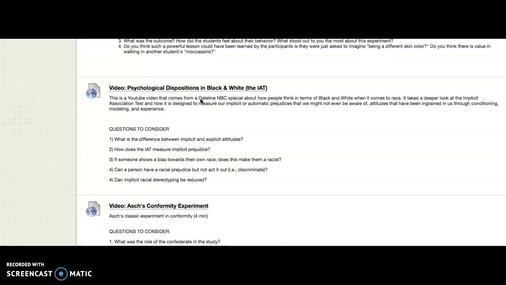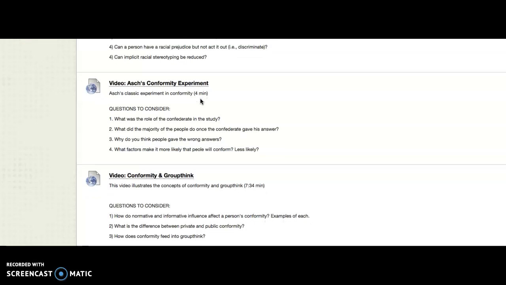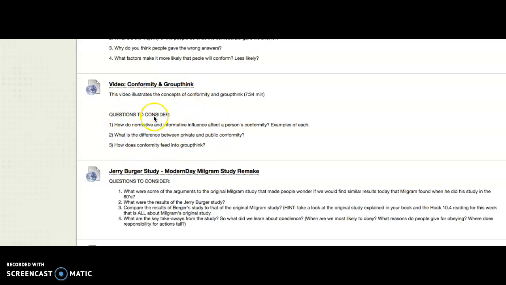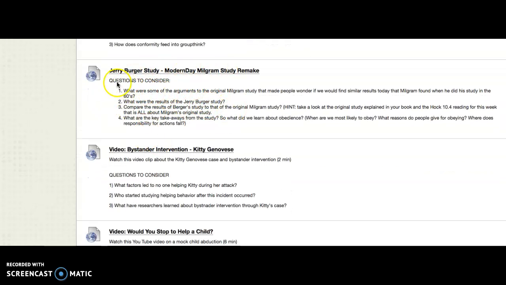It's kind of cool. This is Asch's conformity study, 4 minutes, very quick, shows you how that works. This is a quick Khan Academy little demo of conformity and groupthink, how those two processes work, some great examples in there. This is a modern day Milgram study. So Jerry Burger redid the Milgram study in 2007. You'll see what he found, how he did it. Very, very well done. Good points made about why we obey and when we obey.